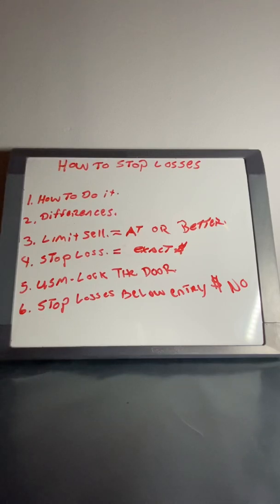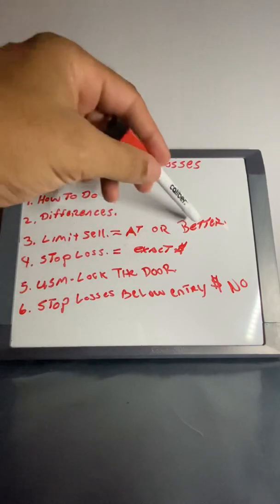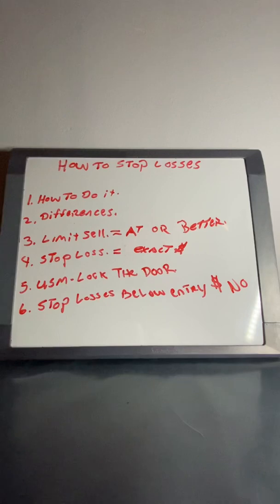So for example, you buy a stock at 10 and your goal is to get to 12. Once you buy it at 10, you set your limit sell at 12. So once that stock hits that 12, it sells off automatically. Now the better part is if that stock gaps up and moves up the charts to 12.15 or 12.20, you get the better price.